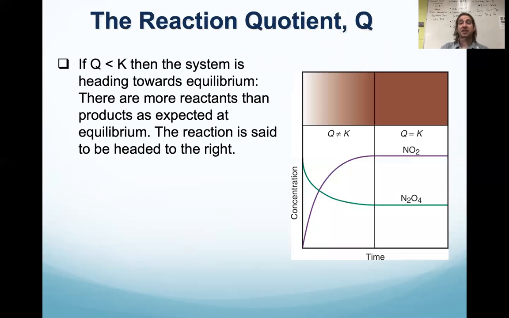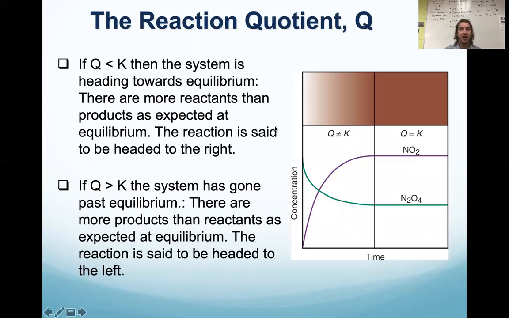But if Q is different, that starts to tell us something about where we are in the reaction and which direction our reaction is progressing. So if Q is less than K, then that means there are more reactants than expected. If we're thinking about our math, we've got products over reactants. If Q is too little, it means we got too much in the denominator. And so we need to continue towards the product side, continue to the right, as we would say, to try to get to equilibrium. The reaction is headed to the right.